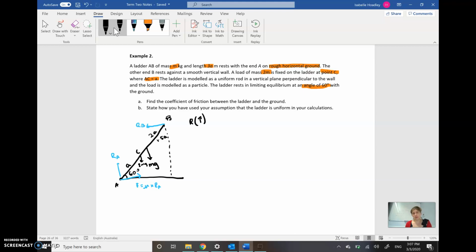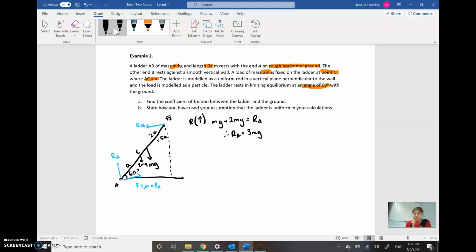With my resolving vertically, I've got a 2mg weight coming down here, and another mg. So I've got mg plus 2mg, and then my other vertical component is RA. That has to be equal to RA because they're opposite and equal. So therefore, RA should be equal to 3mg.